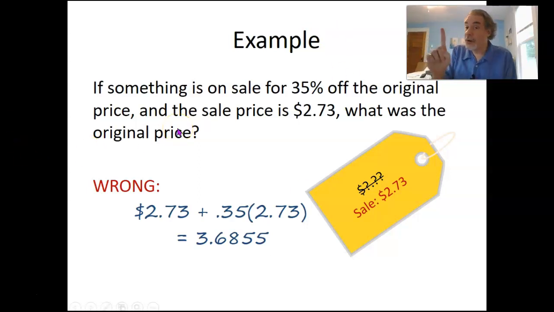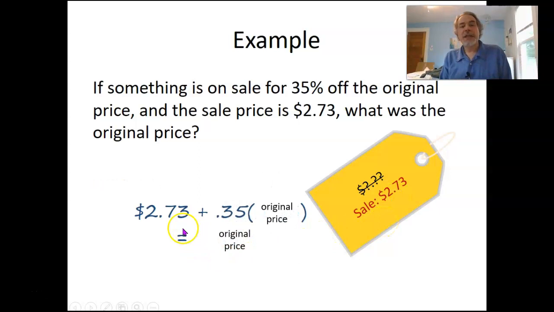That's not correct because, remember what I was saying, with percentages, it matters what it's a percent of. So if something's on sale for 35% off the original price, that means 35% of the original price, not 35% of the sale price. So we shouldn't add on 35% of $273 because that's not the original price. We're saying that if you added on 35% of the original price, then that would make up the difference.